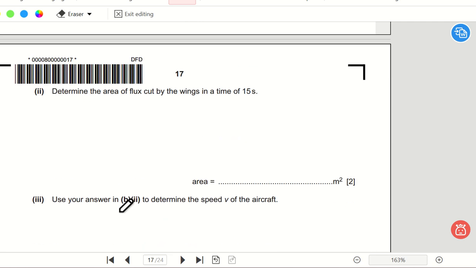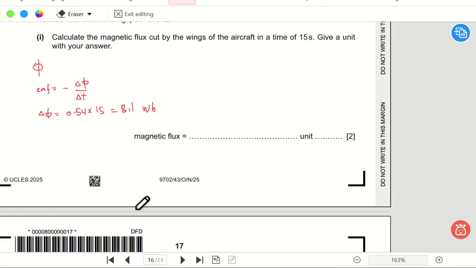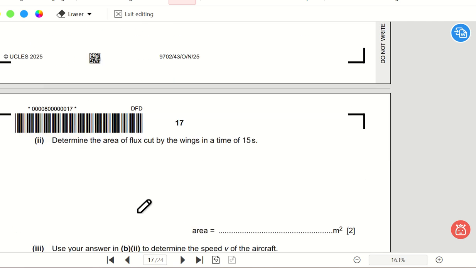Determine the area of flux cut by the wings. We know that phi is equal to B times A. B is 38 micro Tesla times A, which is needed. This is equal to 8.1 Weber, so we can find the area easily.